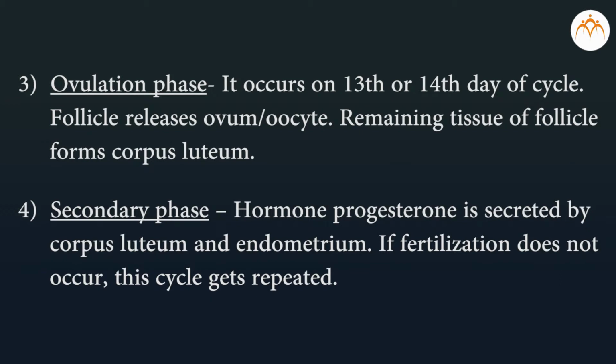Fourth, the secretory phase. The hormone progesterone is secreted by the corpus luteum and the endometrium. If fertilization does not occur, this cycle gets repeated.